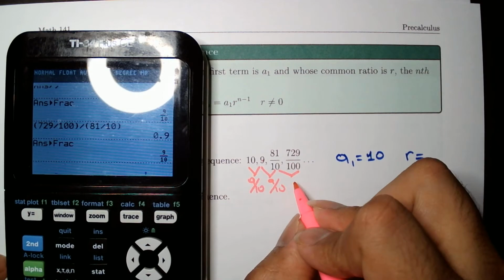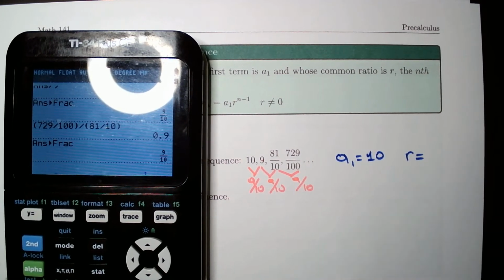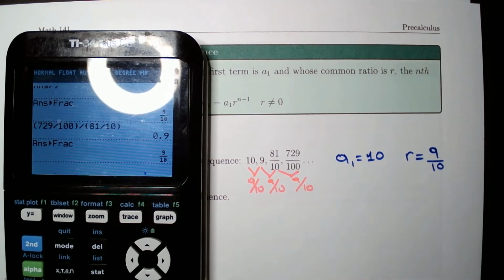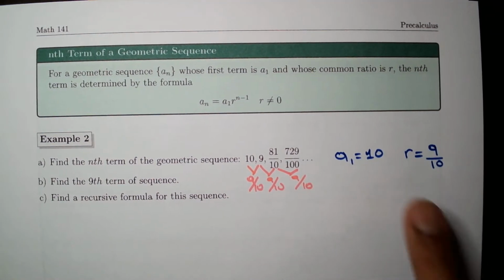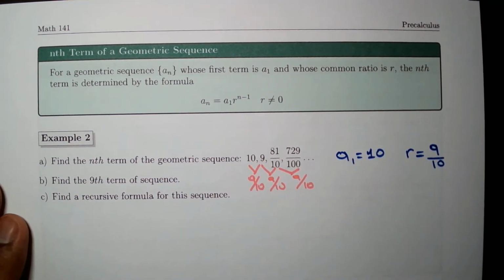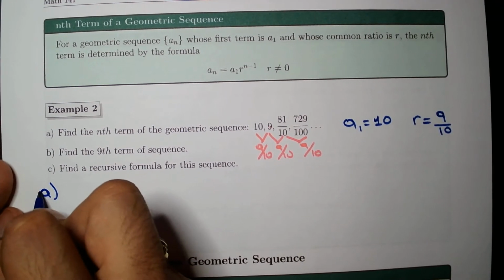So this is r equals 9 over 10. So we're ready to act over here. All right. So r equals 9 over 10, a sub 1 equals 10. All right. So we're going to go with this expression in this case. Well, so for part A, we got this.